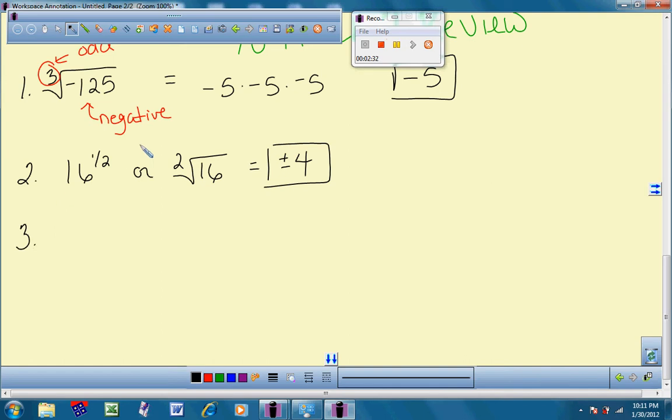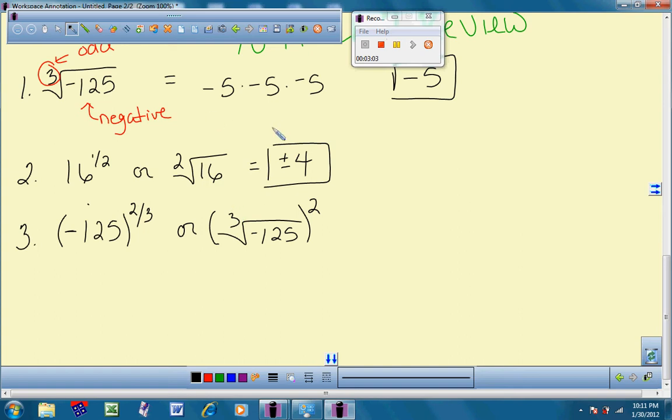Example 3. Let's take negative 125, raise it to the 2/3. Okay, so negative 125 with an exponent of 2/3. We're going to go ahead and put that into radical notation. That would be the same as the cube root of negative 125 squared. 3 is your denominator, which is your index. 2 becomes the square.